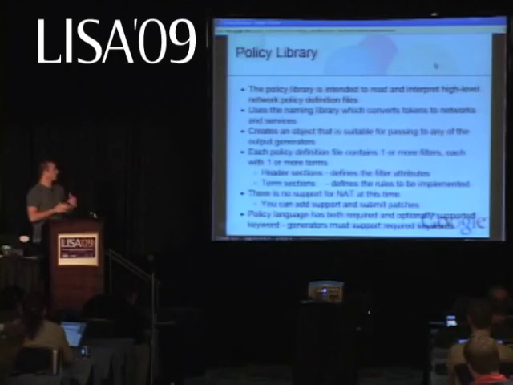Each policy definition contains one or more filters. The filter has a header section that has an optional comment about what this particular filter is for, as well as a target, which defines the platform, and then some various platform-specific options, like whether it's an inet or inet6 for Juniper, if it's a bridge filter, for Cisco if it's going to be an extended access control list or not.